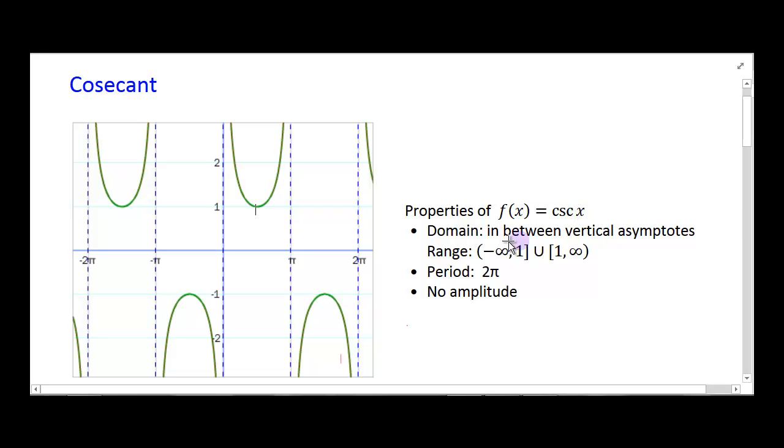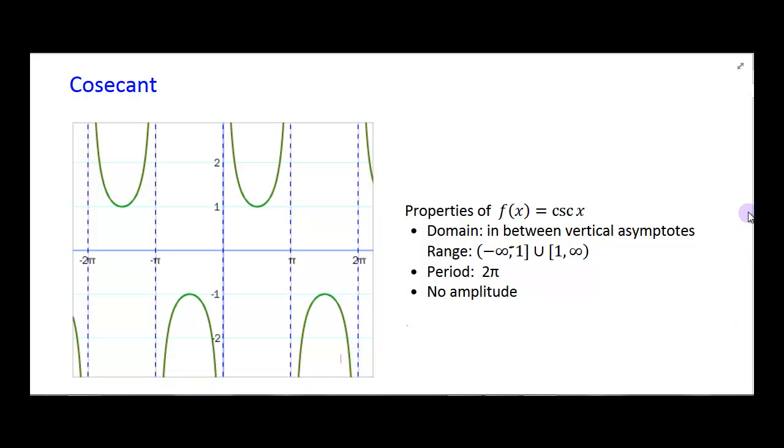Some properties of cosecant: the domain would be between these vertical asymptotes. The range would be from negative infinity to negative 1 and from positive 1 to positive infinity. Since cosecant and sine are related, they both have the same period, 2 pi. And since the range of my function moves off to negative and positive infinity, I would have no amplitude.